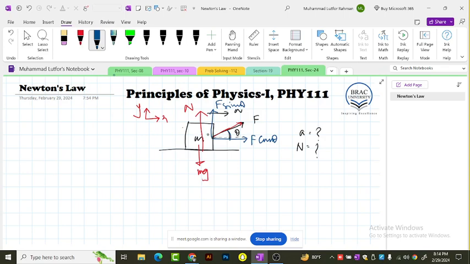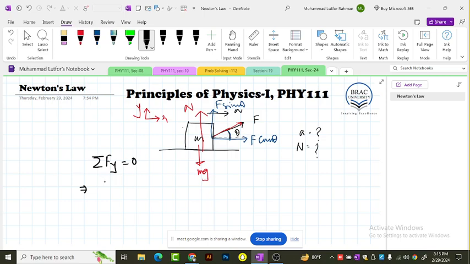Do you understand this free body diagram? Yes, sir. Fine. So if it is so, then first of all I can write that the net force along the y direction is going to be 0, right? Because that block is not moving along the y direction at all, it is only moving in the x direction. So the net force along the y direction would be 0.